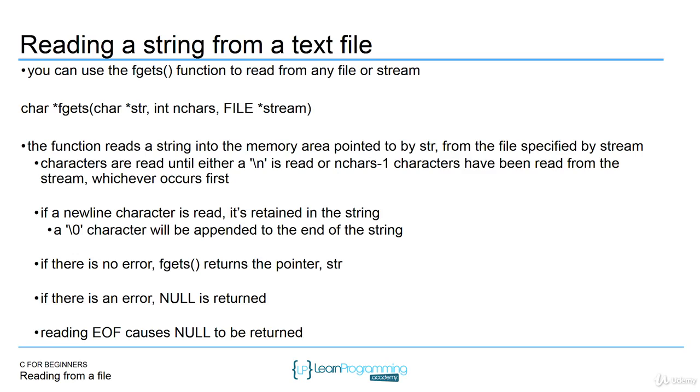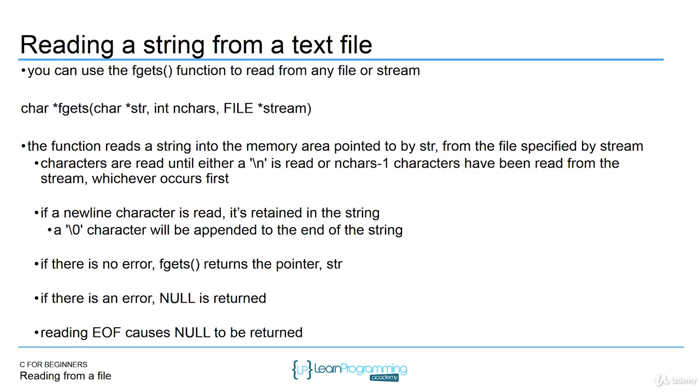The end of line is specified by the \n, whichever occurs first. If a new line character is read, it's retained in the string, and a null terminator will be appended to the end of the string. So if you actually specified more characters, it would read up to the line feed and then jump out. And then it gets that new line character and puts a null character at the end of it.